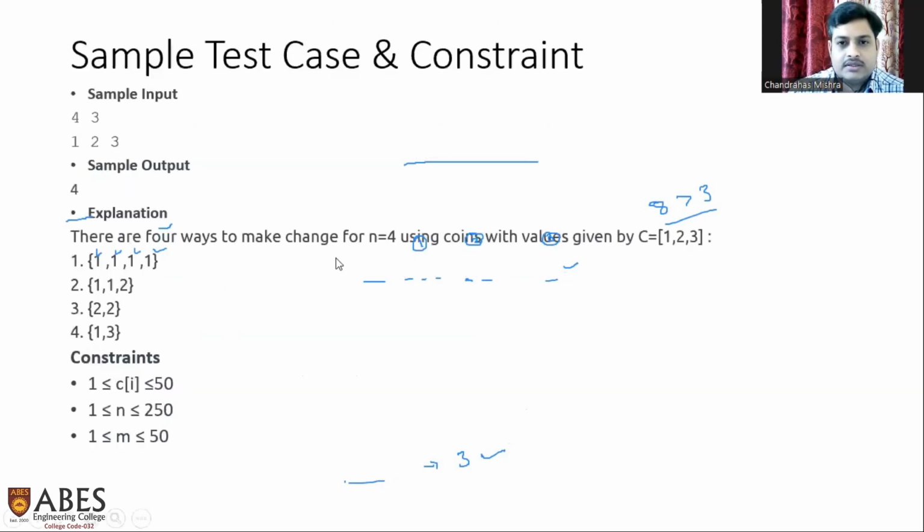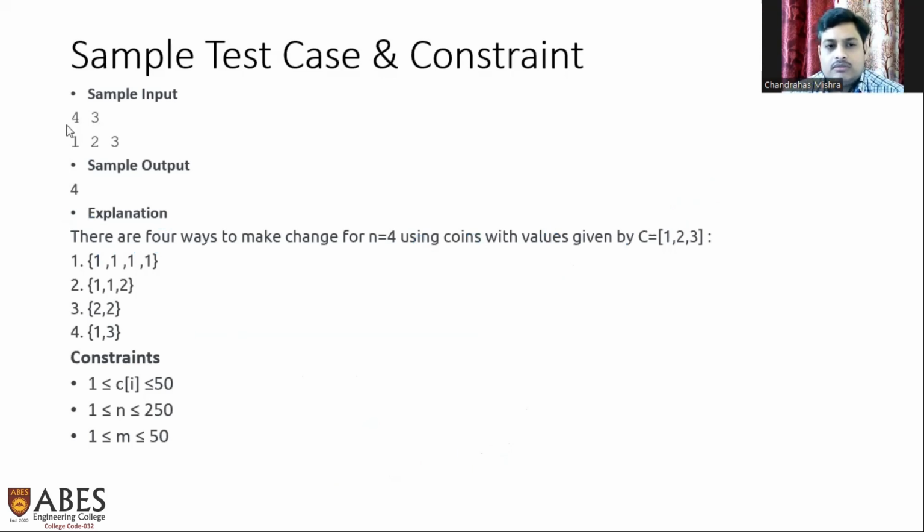Sample test cases are given. Here 4 is the amount, and we have 3 coins, that is 1, 2 and 3 rupee coins. What is the number of ways to make 4 using these coins 1, 2 and 3? Again we can see what the ways are. We have a 1 rupee coin, 2 rupee coin and 3 rupee coin.